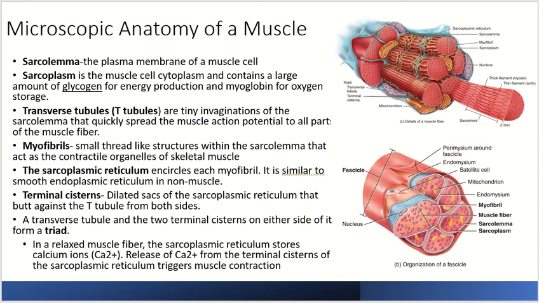Then our terminal cisterns are these little dilated sacs that you can see here in the yellow. These are dilated sacs of the sarcoplasmic reticulum, and they butt up against the T tubules on either side. So a transverse tubule and the two terminal cisterns on either side of it form a triad. In a relaxed muscle fiber, the sarcoplasmic reticulum stores calcium ions. The release of these calcium ions from the terminal cisterns is what ultimately triggers muscular contraction. So that whole setup is very important as far as actually having a functioning muscle.